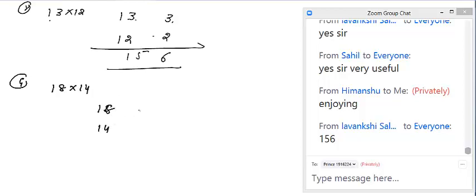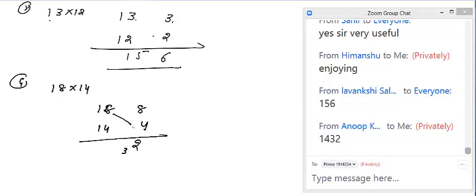18, 14. You did it faster than me. Division is 8, 4. Multiplication 32. 2 you will write here. 3 will be carried forward because the base is 10. Okay. 18 plus 4, 22. 22 plus 3, 25. So 252.